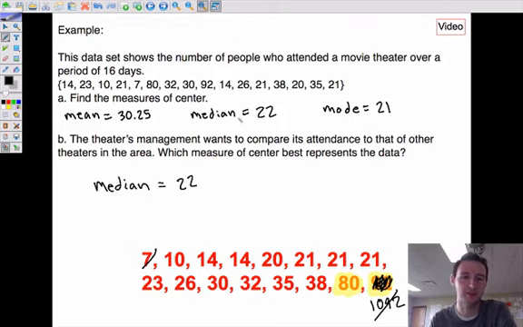The mode, while it's close to the median, at the same time I could add a whole bunch of 21s to this, and it wouldn't necessarily change a whole lot about the median. Or I could add a whole bunch of 14s and change the mode but still have a median of 22. So the mode can be a little bit deceiving sometimes, unless you have a gigantic sample size. Instead of 16 days, you did it over 16 years. Then maybe the mode would be a little bit more accurate.